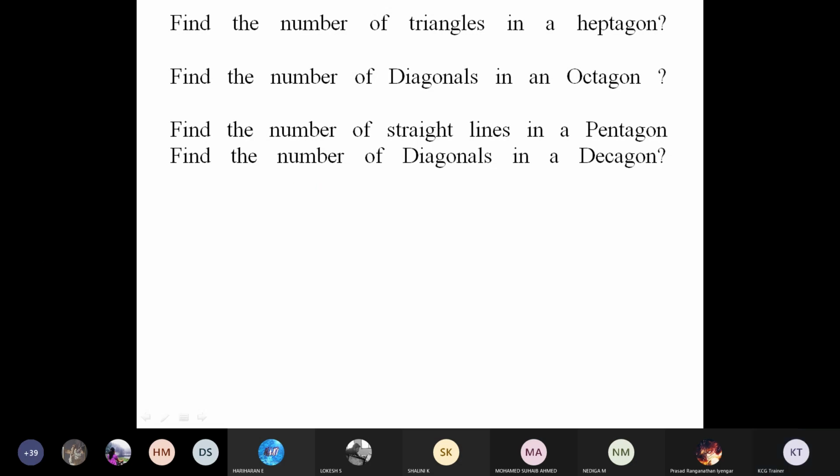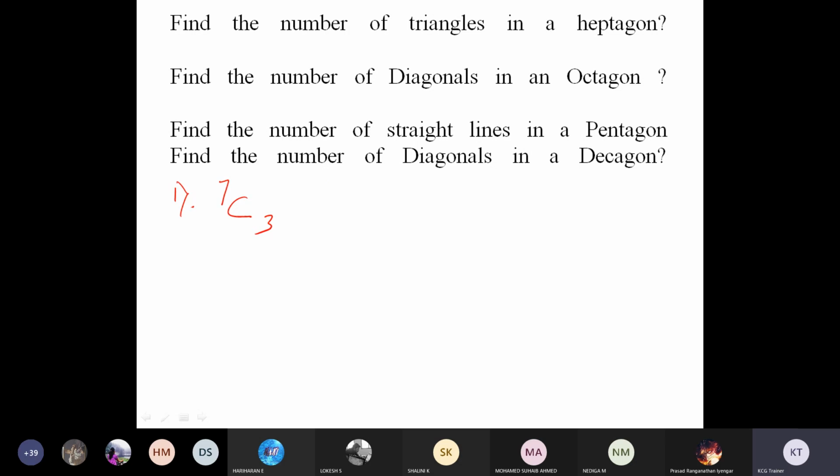First of all, simply you have to select the required number of objects from the total maximum possible objects. For example, find the number of triangles in a heptagon. In a heptagon, how many vertices, how many points are there? 7 points are there. From that, how many do you have to select? You have to select minimum 3, because with minimum 3 points only we can make one triangle. So with 3 points, if one triangle is possible, then from 7 points, how many triangles are possible?